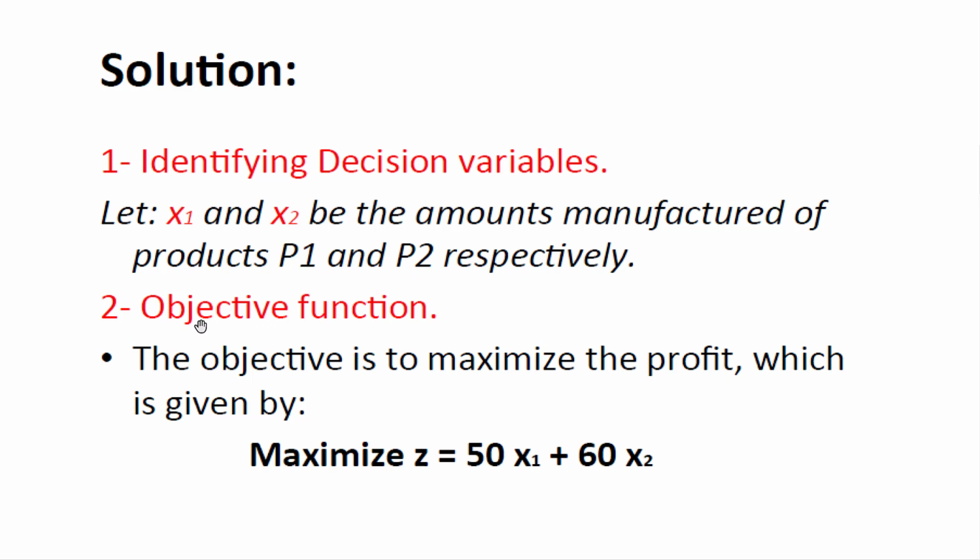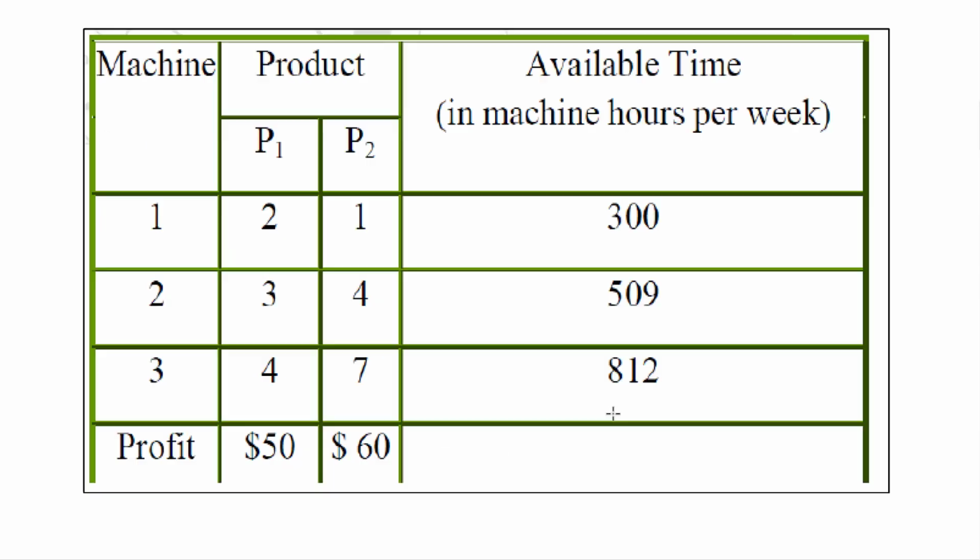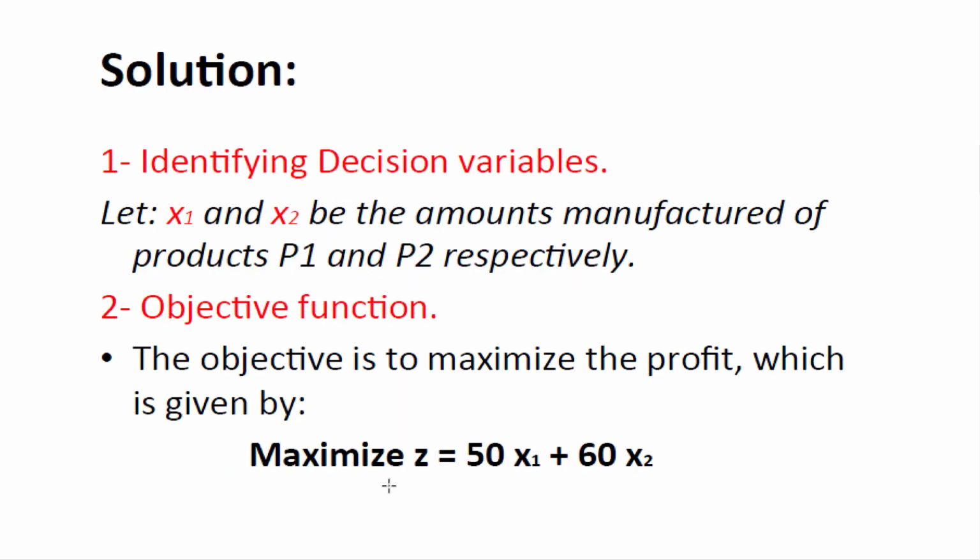Second step, determine the objective function. Our objective function here is to maximize the profit, so 50 x1 plus 60 x2. Again, our objective function is to maximize the unit profit, 50 x1 and 60 x2.